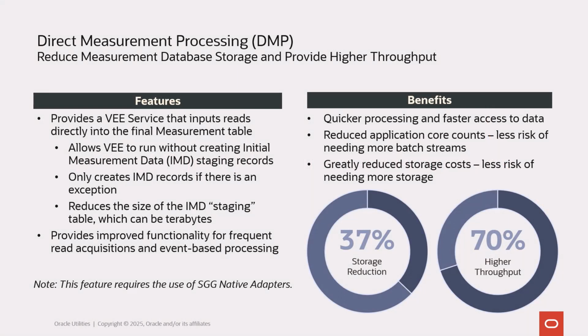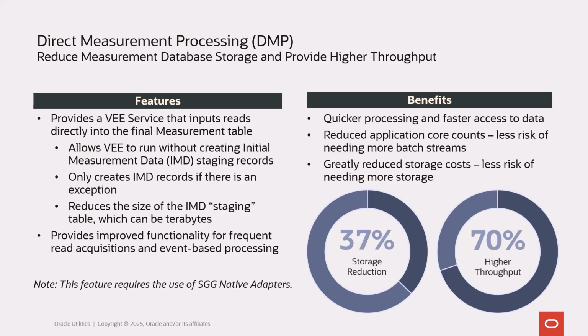The goal of direct measurement processing, also known as DMP, is to reduce measurement database storage and provide higher throughput. Features include a service that inputs reads directly into the final measurement table, allows VEE to run without creating initial measurement data staging records, and only creates IMD records if there is an exception. It reduces the size of the IMD staging table, which could be terabytes, and provides improved functionality for frequent read acquisition and event-based processing. So as you start getting more and more frequent data acquisitions, this is the solution you want to use. This replaces the IMD batch job. So think of it as a service replacing that D1-IMD batch job.